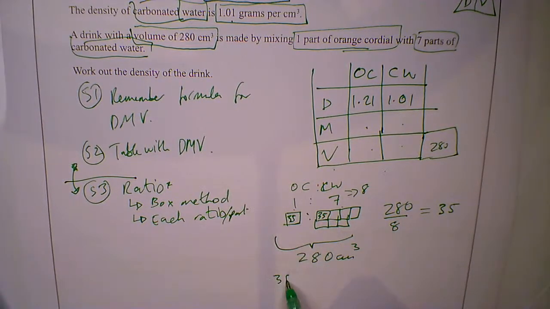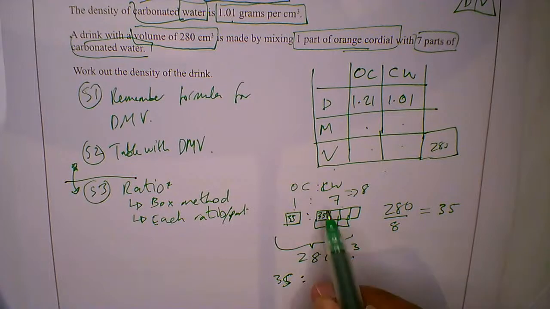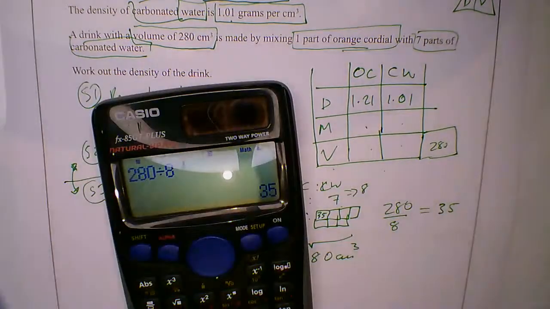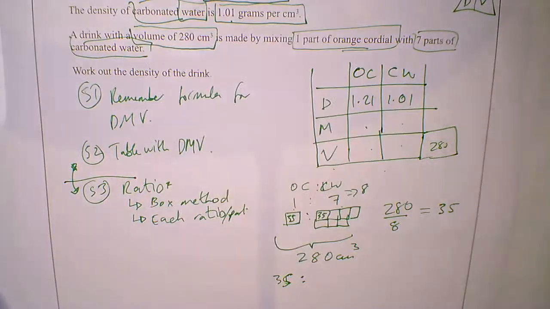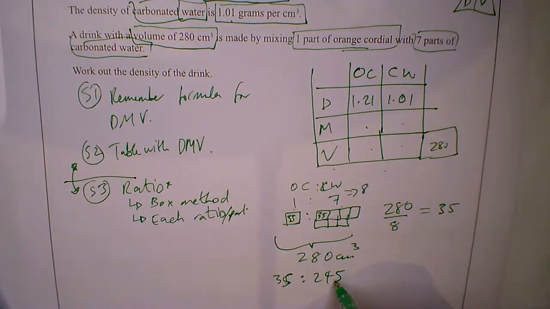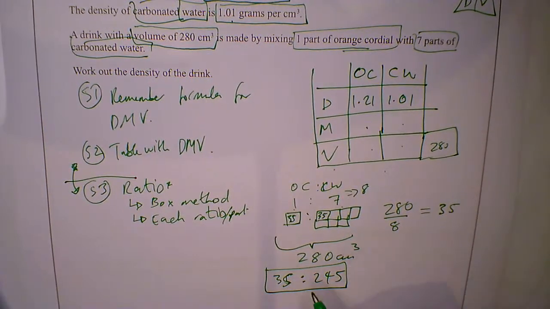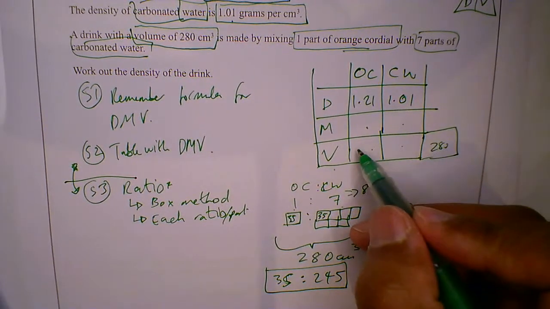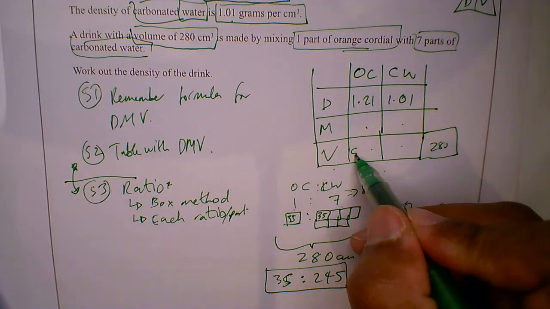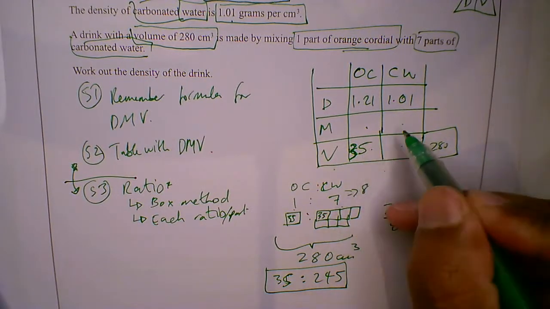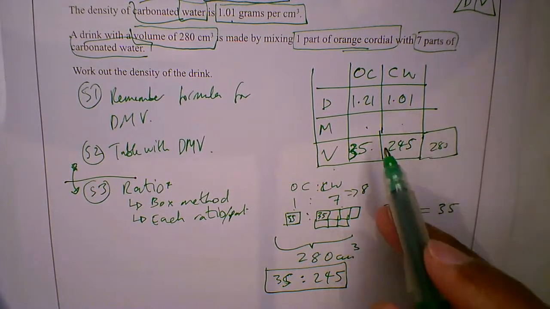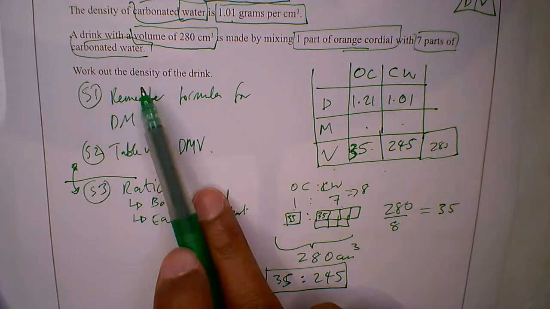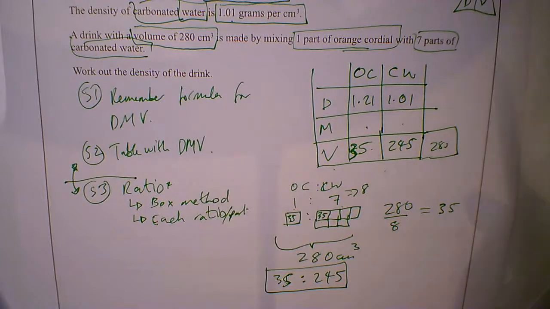So this one is 35. Carbonated water is 7 lots of 35. 7 times 35 gives me 245. So now my volume of 35 goes for OC, orange. So this is 35, and my carbonated water is 245. And now I can work out the density of the drink.